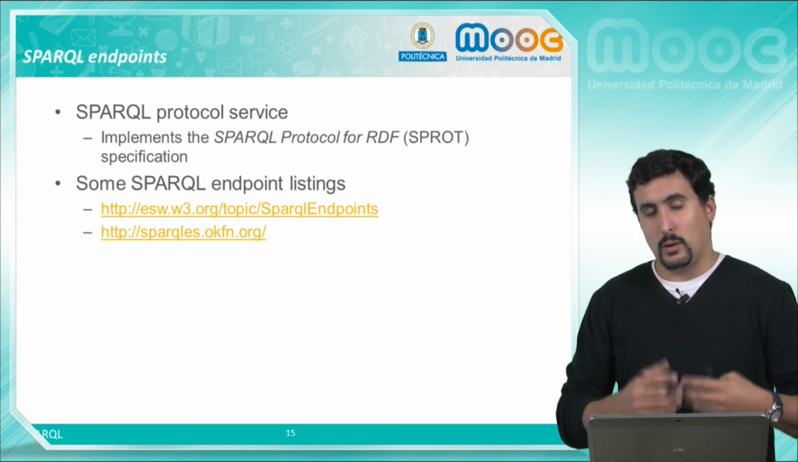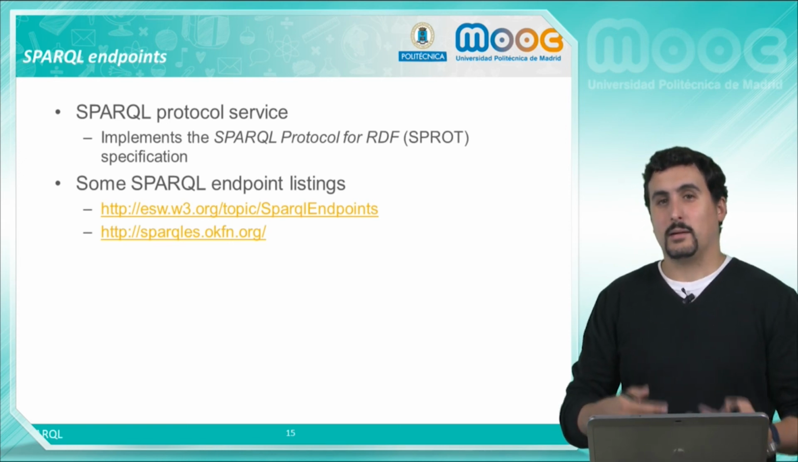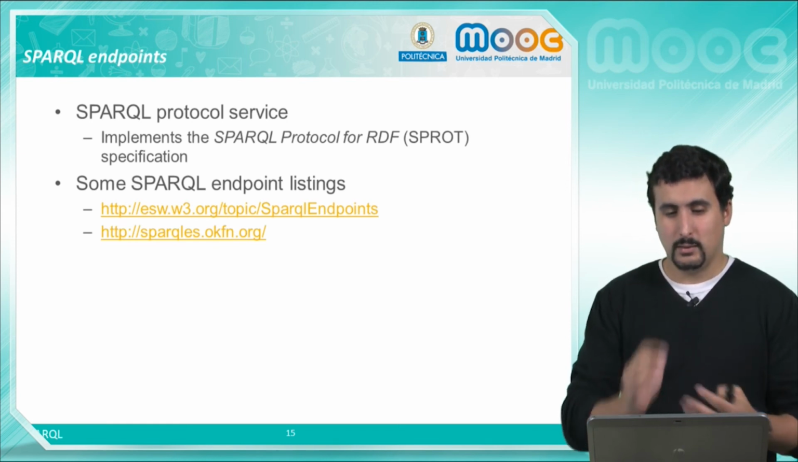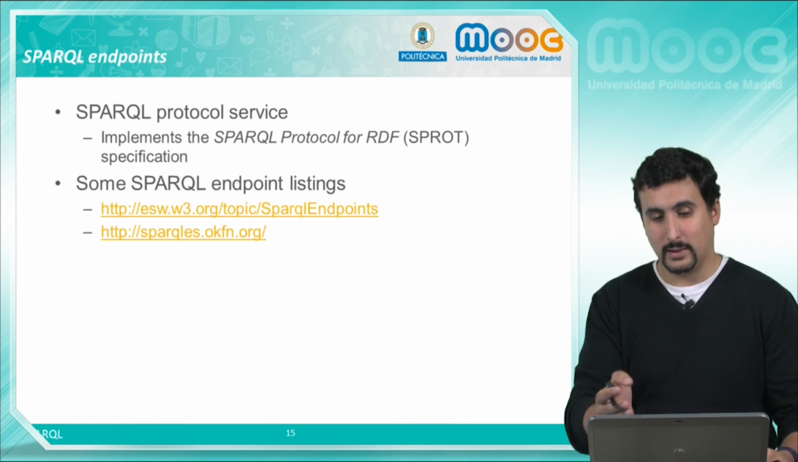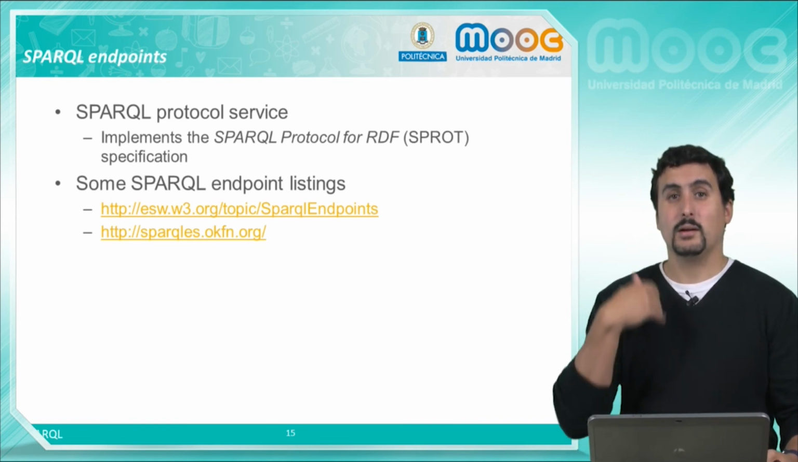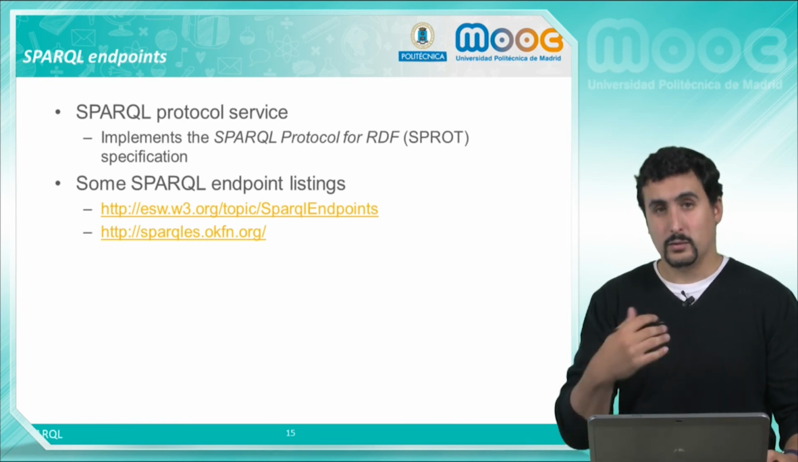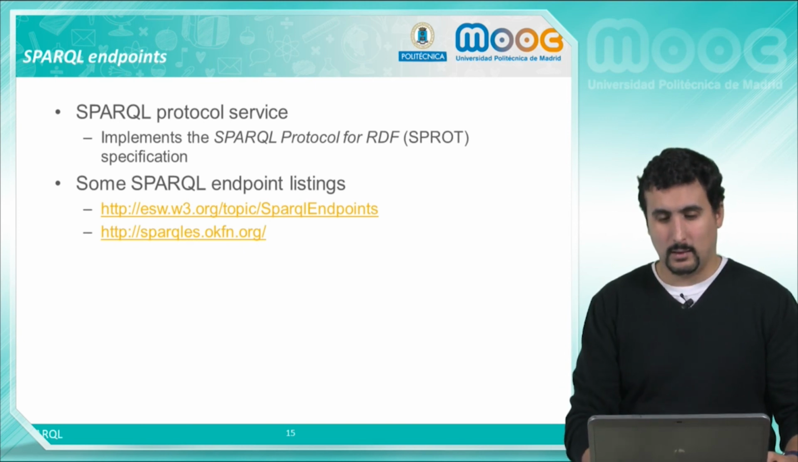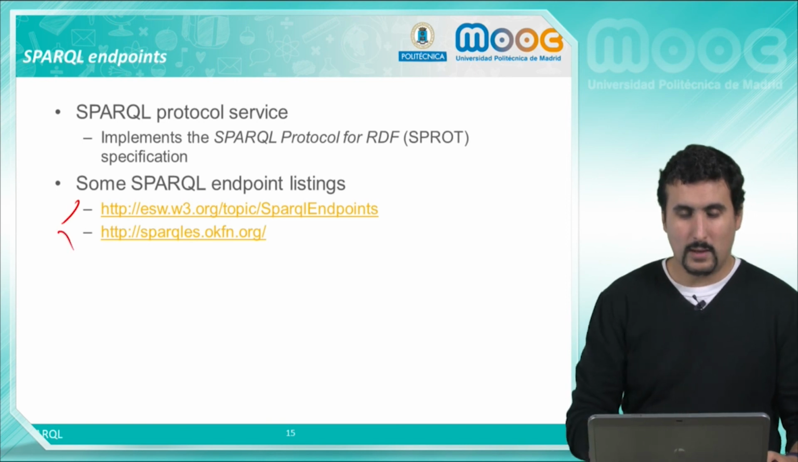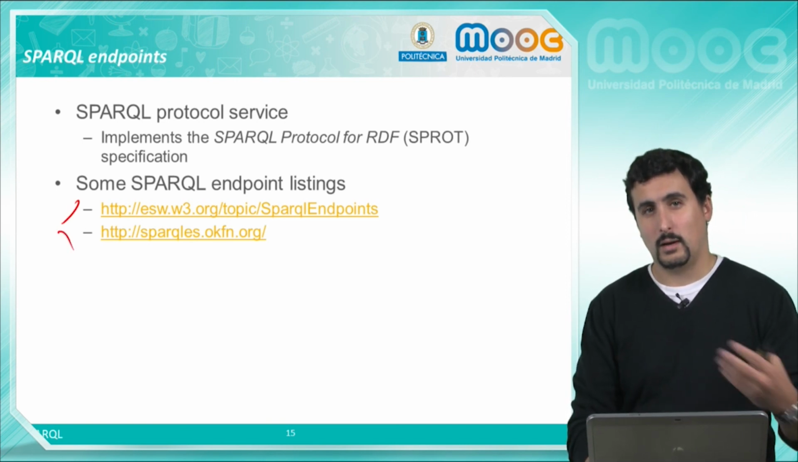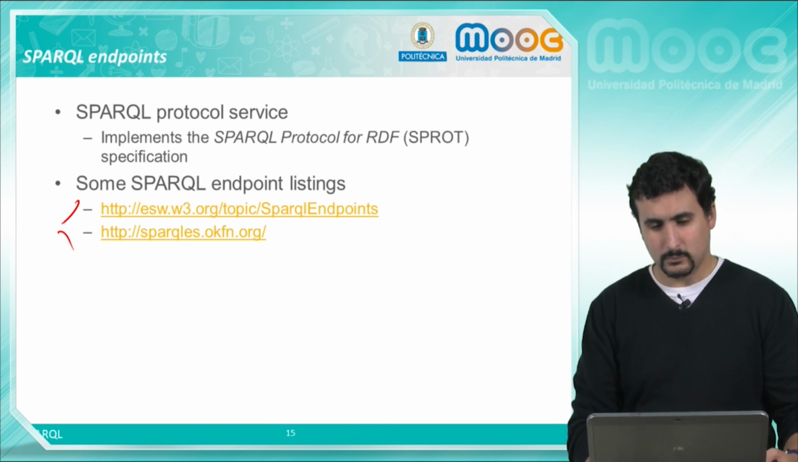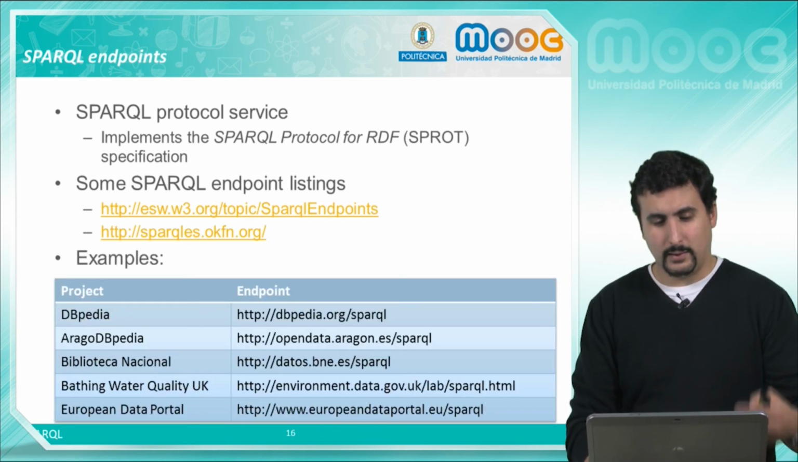When we execute our queries, we execute them against a SPARQL endpoint. That is either an online or a local connection point implementing the SPARQL protocol for RDF specification. That is the point we use to run our queries against. In these two links, we have a list of SPARQL endpoints that are available for anyone to execute queries, in which we will find different types of endpoints.